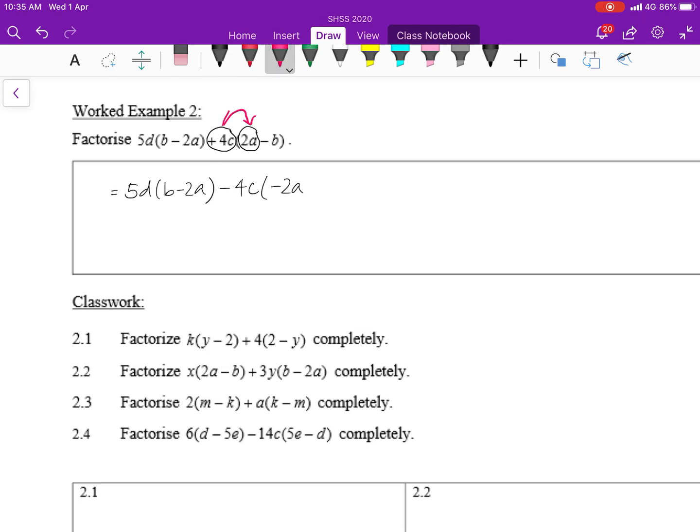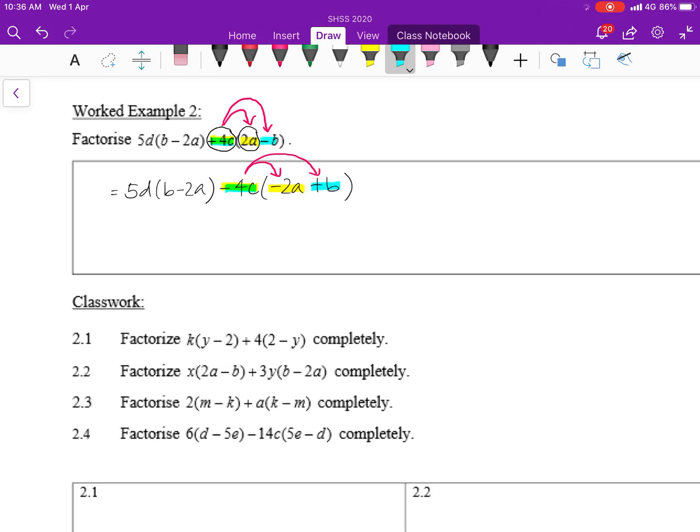Next, positive 4c multiplied by negative b. Positive times negative is the same as negative times positive. So I can just switch it around. B will become positive. So if you were to expand, you'll realize that they are the same. Negative 4c times negative 2a is the same as positive 4c times positive 2a. And if you notice, negative 4c times positive b is the same as positive 4c times negative b.